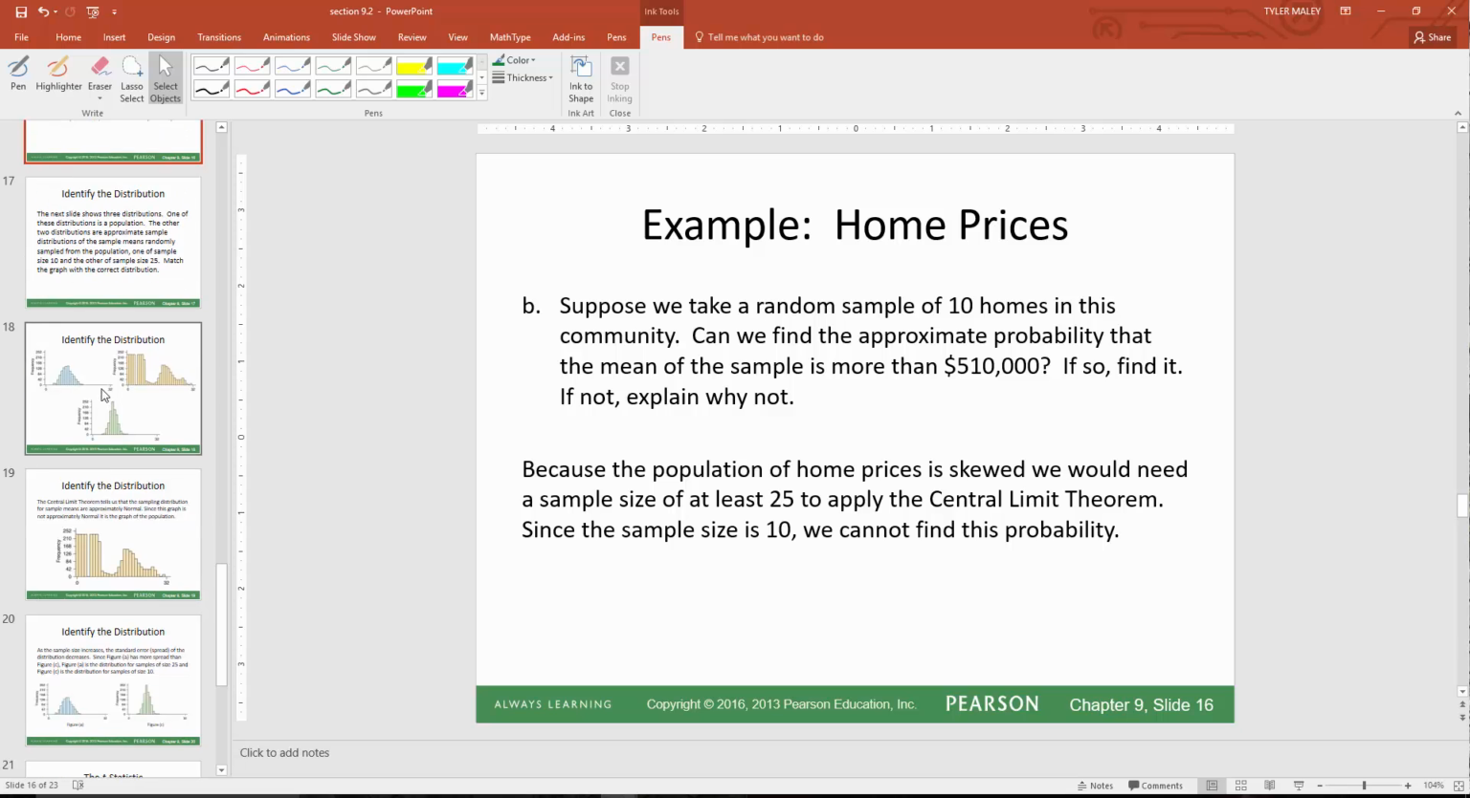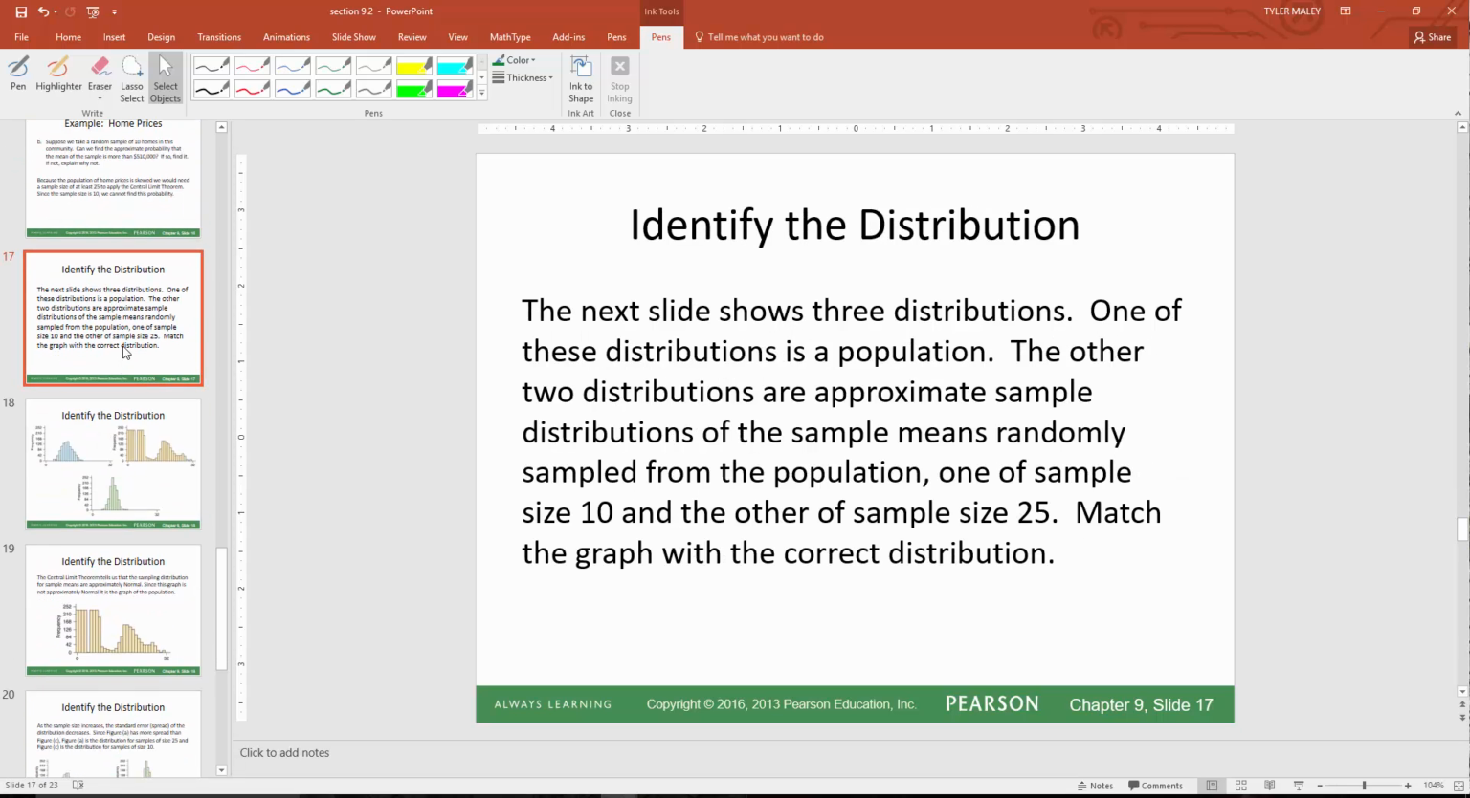I have another example here. This is a good one. On the next slide, I have three distributions. One is going to be a distribution of a population. The other two are going to be approximate sampling distributions of the sample means, randomly sampled from the population. One has a sample size of 10, one has a sample size of 25, and we want to match the graph with the correct description.